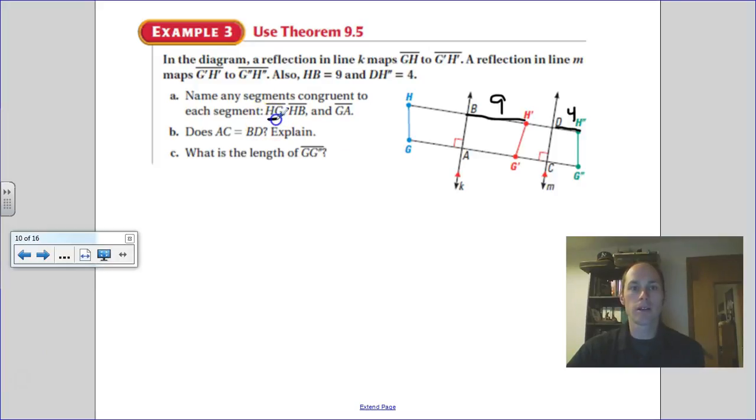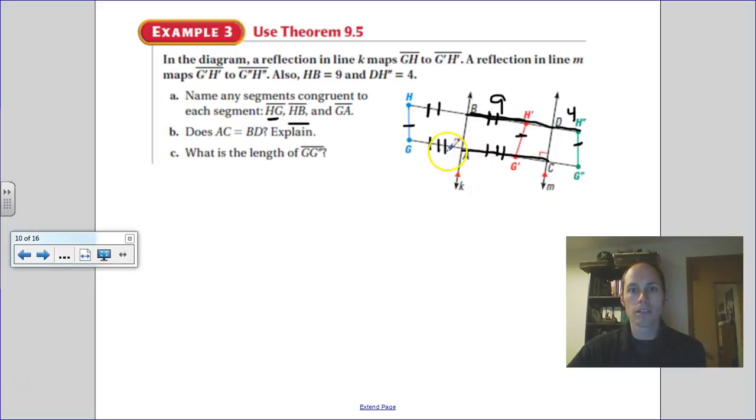Okay, so the first thing we looked at, well, segments congruent to HG. Well, I know in reflections these will all be congruent. HB, well, I know this one and this one are the same since they are reflections. And these, well, these aren't equal to HB necessarily, but GA will be congruent with GA here. And those are the ones we know for certain. Does AC equal BD? Well, AC and BD.